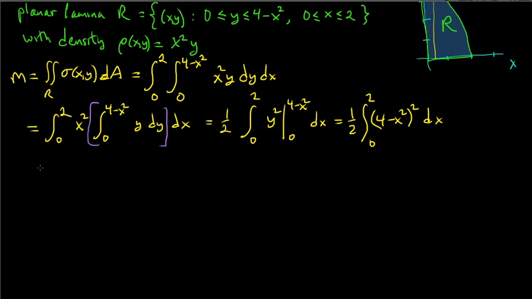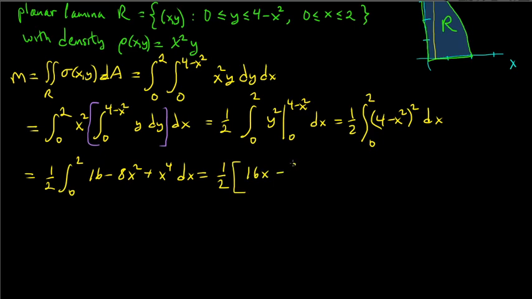Yeah, so if we expand that out, if we multiply that out, we get 16 minus 8x squared plus x to the 4th. And at this point, this is just a standard single variable definite integral. So it shouldn't be that hard to work out. The integral is 16x minus 8 over 3 x cubed plus 1 over 5 x to the 5th. And we're evaluating that between x equals 0 and x equals 2.